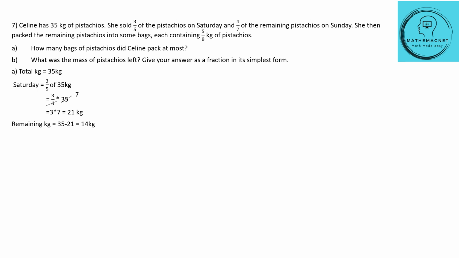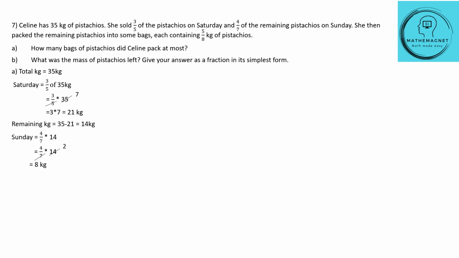Now on Sunday she had 14 kgs. On Sunday she sold 4 by 7 of the remaining, that is 4 by 7 of 14 kg. Now 4 by 7 of 14 can be written as 4 by 7 into 14, and 7 and 14 cancel out twice, so it becomes 4 into 2, which is equal to 8 kg. So on Sunday she sold 8 kgs.